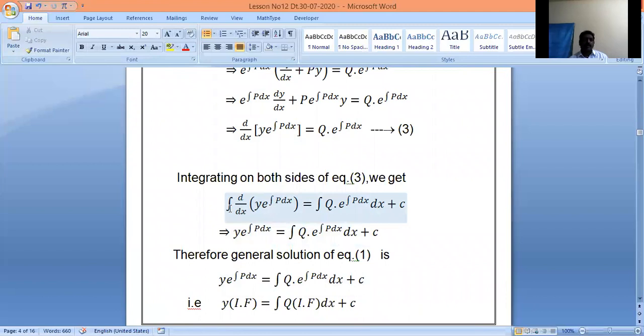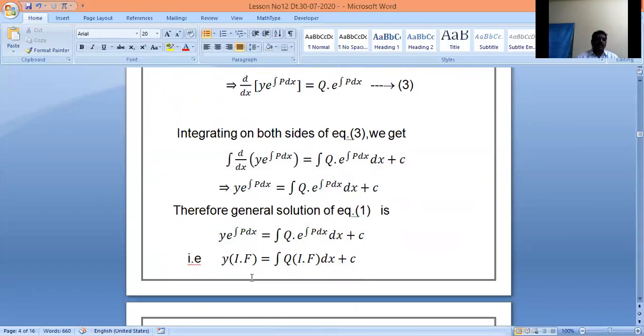Here differentiation and integration cancel each other. Therefore we get y into e to the power of integration p dx is equal to integration of q into e to the power of integration p dx into dx plus some c. Therefore the general solution of equation 1 is y into e to the power of integration p dx is equal to integration of q into e to the power of integration p dx into dx plus c. Here e to the power integration p dx is IF, therefore it can be written as y into IF is equal to integration of q into IF dx plus c.